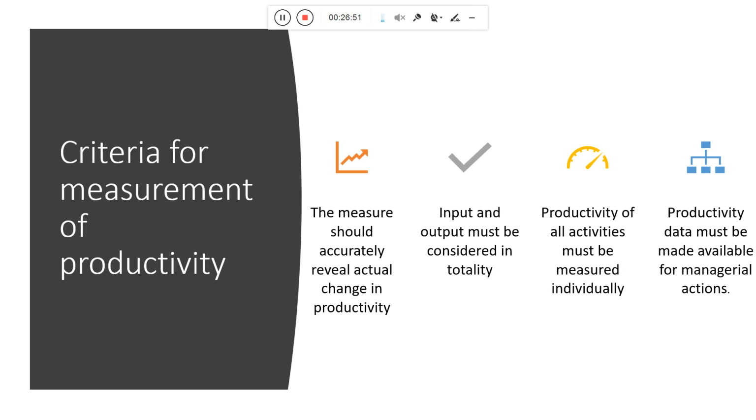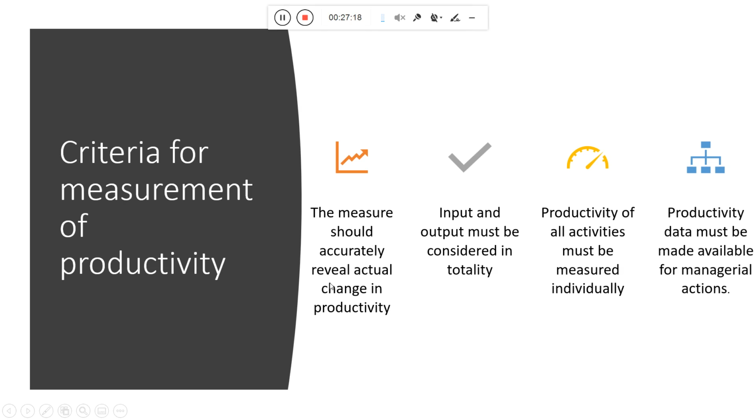The criteria for the measure of productivity. The measure should accurately reveal the actual change in productivity. When you measure productivity, you will get some number, but that will not indicate anything by itself. When you use that number for comparison, then it will work. I will discuss that in the coming session.